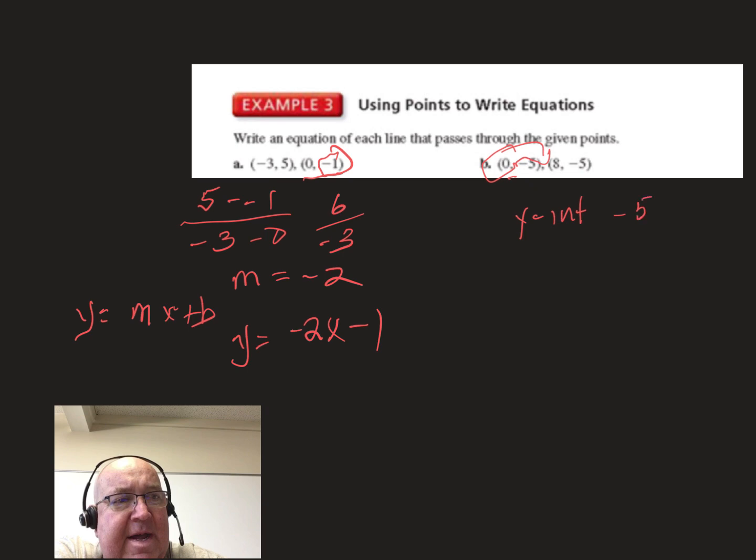And we need to find our slope. So we're going to go negative 5 minus negative 5 over 0 minus 8. Okay, negative 5 plus 5 is going to be 0, over negative 8. Our m equals 0. Always remember that if our slope is 0, we just have a horizontal line, y equals negative 5.